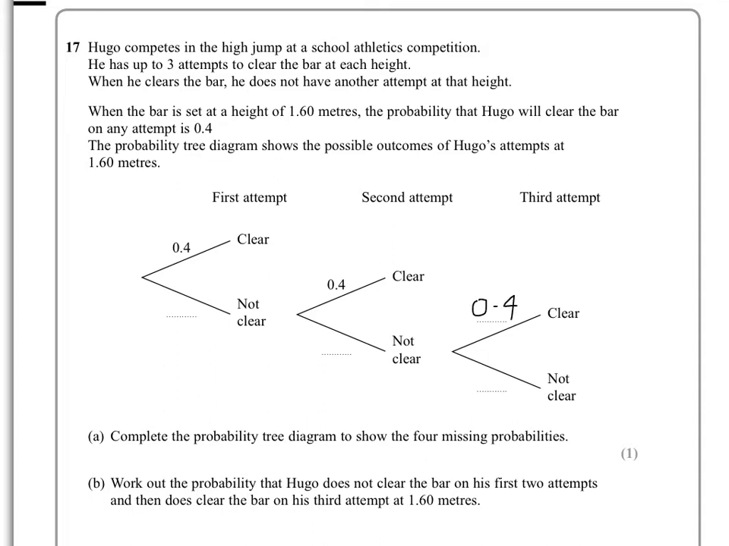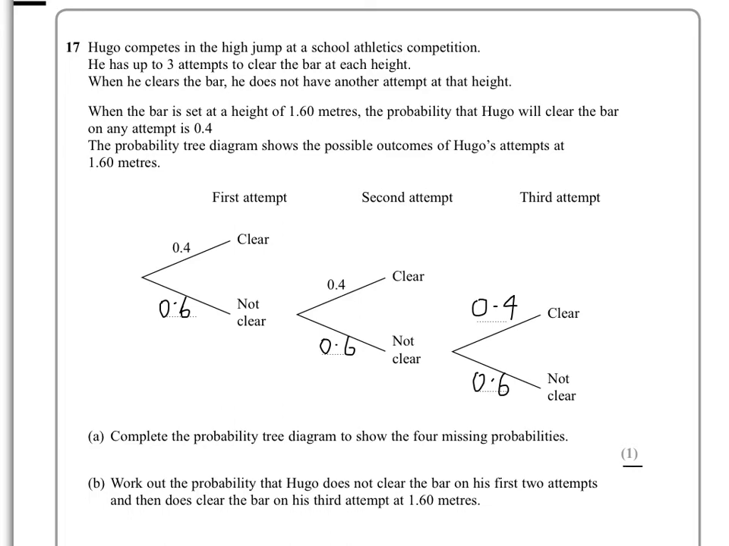We also should remember that in any individual event such as this first attempt, the probabilities will have to add up to 1. So if the top one is 0.4, we know the bottom one will be 0.6, and similarly this will therefore be 0.6 because the probability of clearing it is 0.4, and again this one is 0.6 as well. So the tree diagram is actually quite easy to complete, and hence why there's only 1 mark for it.